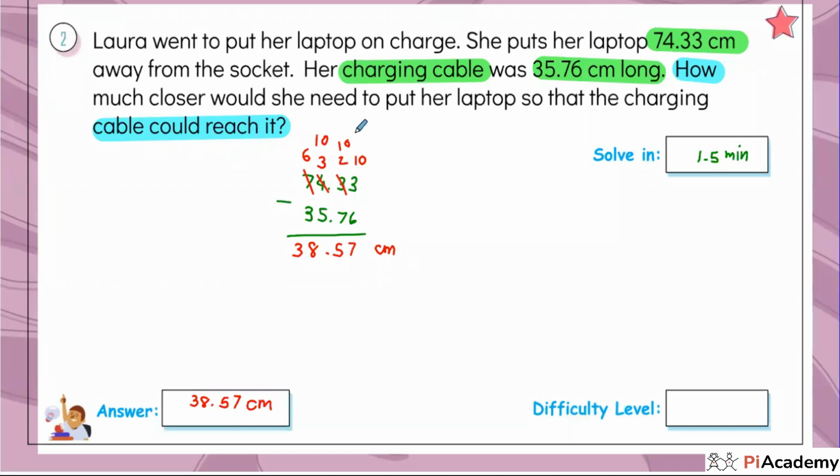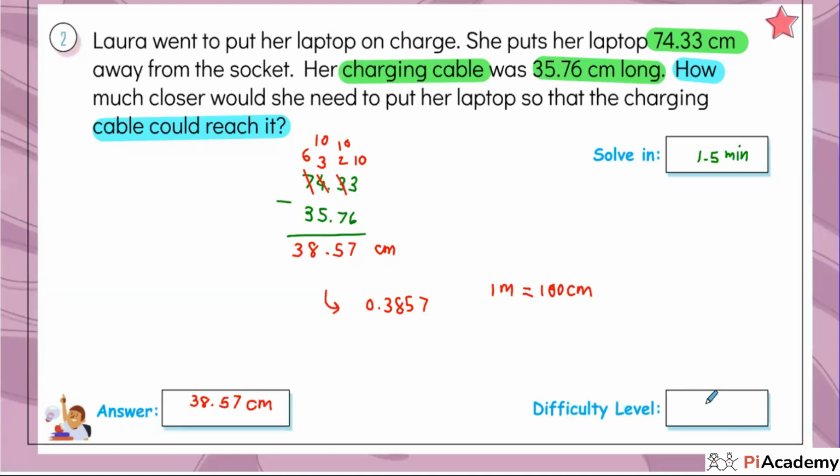For example, in the same question, if they ask you for meters, then you need to convert the same answer into meters, okay? And that is going to be 0.3857. Why is it? Because we know that 1 meter equals 100 centimeters, okay? So make sure of the last unit of the answer, right?